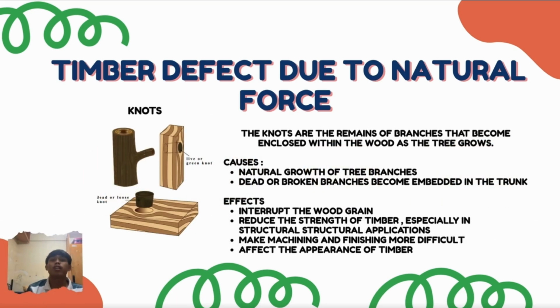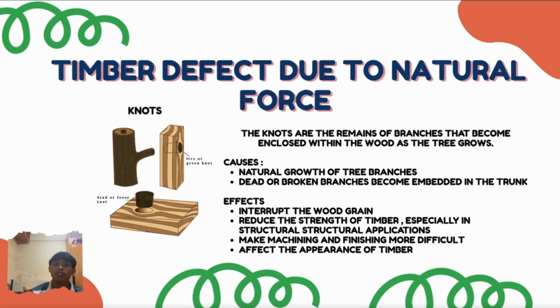In this slide, I will explain the timber defects called knots. Knots are the remains of the tree branch that become enclosed inside the wood as the tree continues to grow. The main cause is the natural growth of branches or dead and broken branches that become embedded in the trunk.